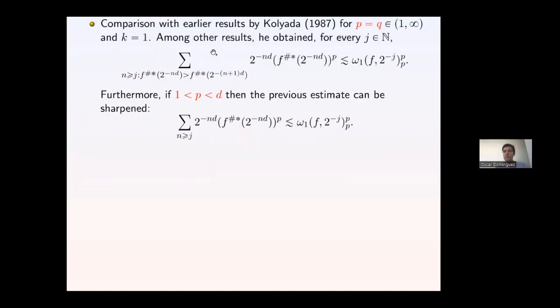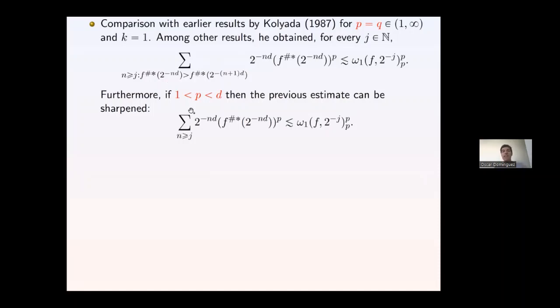Note that the sum given on the left-hand side is not the standard sum. Here, we may omit many terms because we have this additional constraint. Since we are dealing with the non-increasing rearrangement, we are considering only the terms n such that the sharp maximal function has a doubling property in a certain sense. So this guy may be quite smaller than the standard sum.